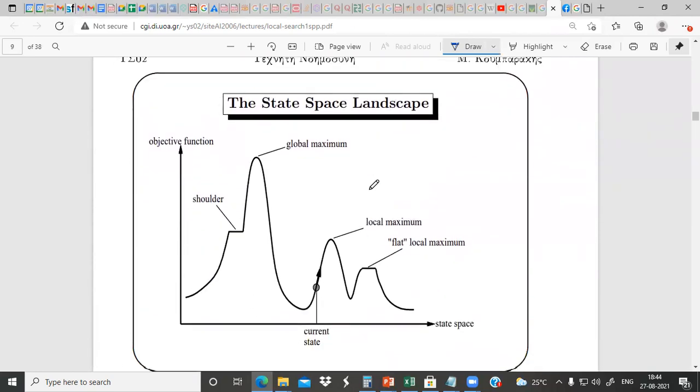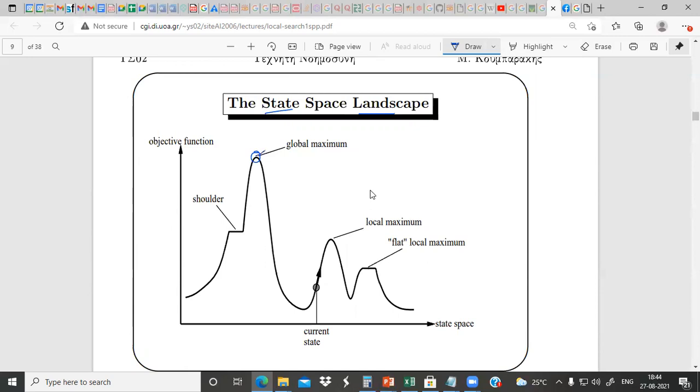When you consider the local search algorithm, it is better to understand it by considering the state space or solution space as a landscape. So this is a land which contains some hilly areas. In this land, this part is called the global maximum. If this is the solution space of the problem, then this is the global maximum.